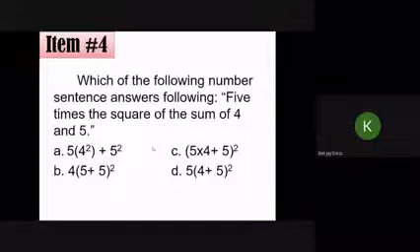Which of the following number sentences answers the following? 5 times the square of the sum of 4 and 5. Again, 5 times the square of the sum of 4 and 5. Which one of these do you think?